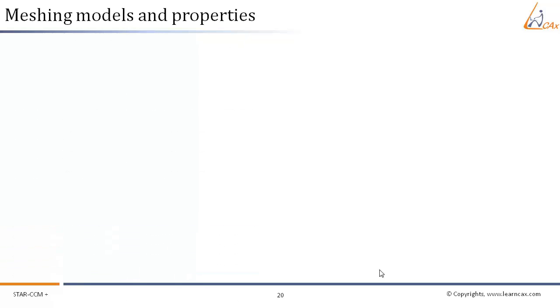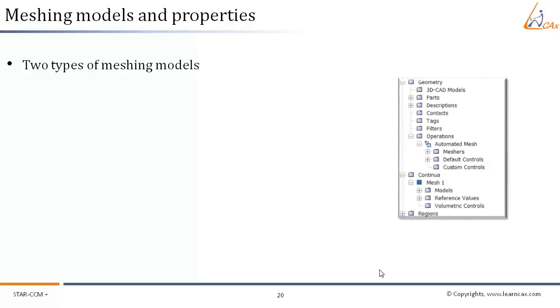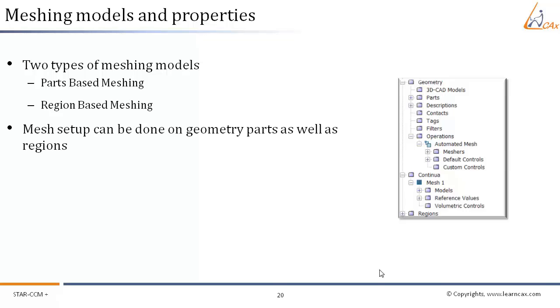Next, we set up the mesh procedure. Here, we use two types of meshing models. First is the parts-based meshing and other is the region-based meshing. Mesh setup can be done on geometry parts as well as regions. We will see all this in detail in the meshing section of our course.